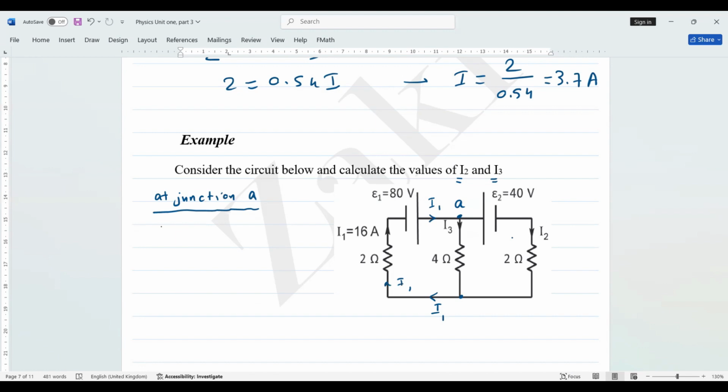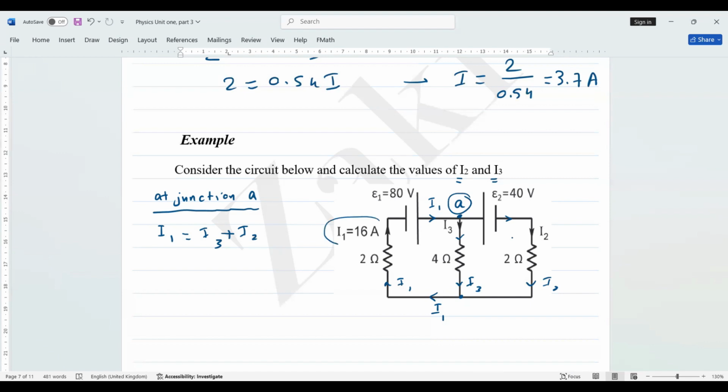But we write I1 first. Now, I3 starts from A and ends at this junction. This is I3, it's out. So in is I1, and I3 is out. Also I2, you can see here, is out at junction A. Then I1 equals I3 plus I2.